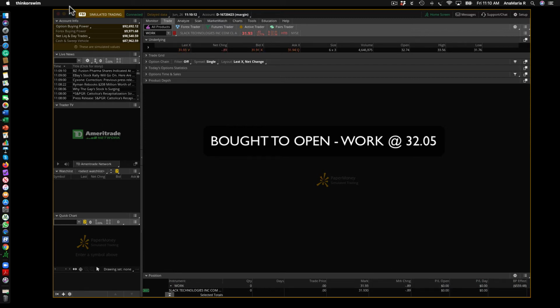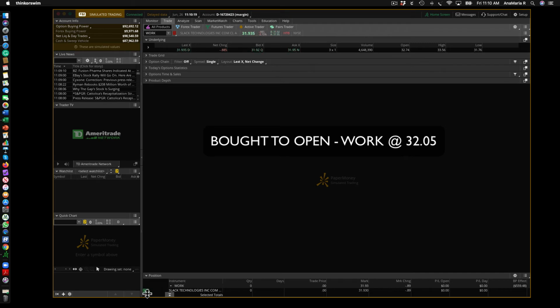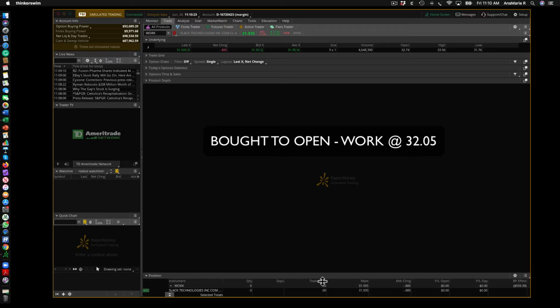Now, because this is paper trading, it usually takes a while to fill. So right here, we have a buying order. It hasn't filled. How we know that it will fill, it would give me a trade price right here. So I wait a little bit. But let's say that a couple minutes pass by and it hasn't filled.